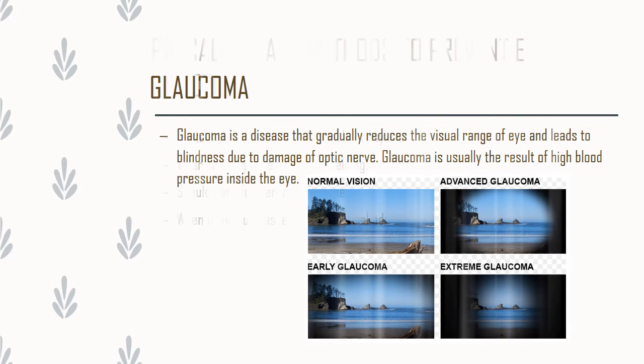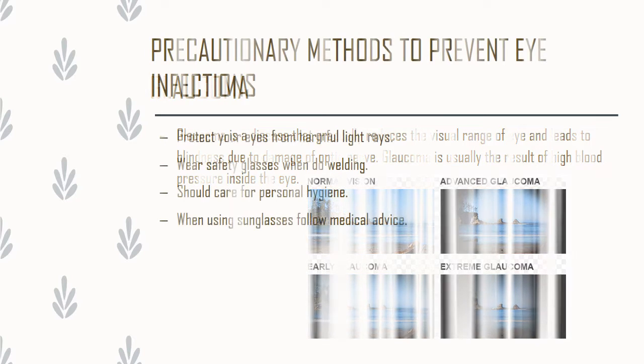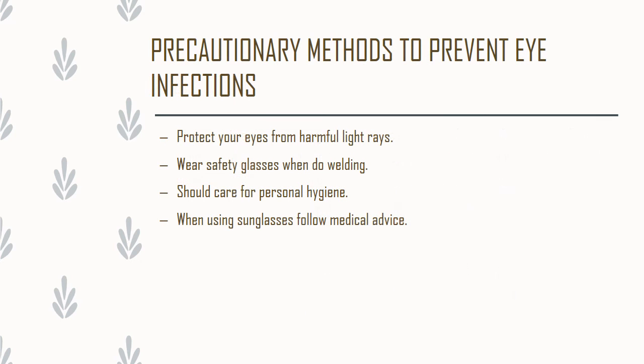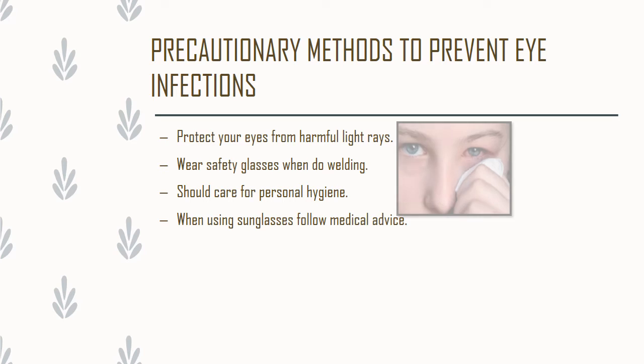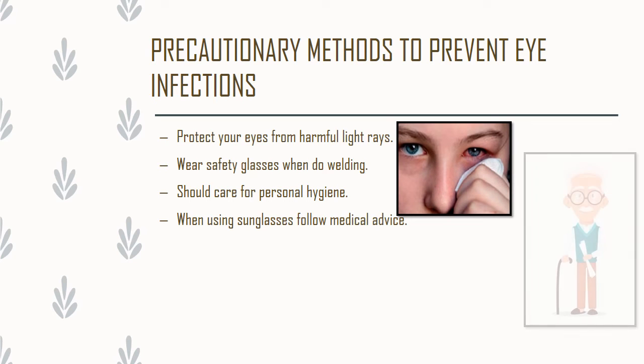Glaucoma is a disease that gradually reduces the visual range of the eye and leads to blindness due to damage of the optic nerve. Glaucoma is usually the result of high blood pressure inside the eye.